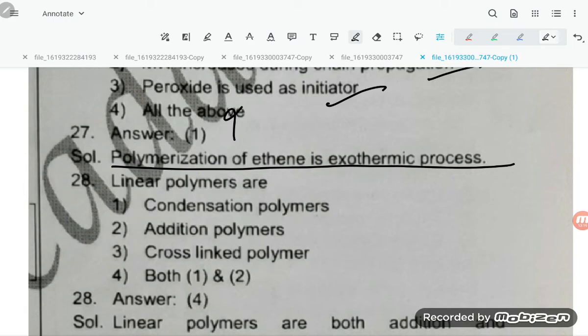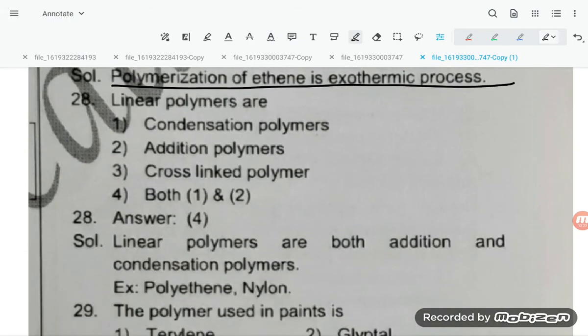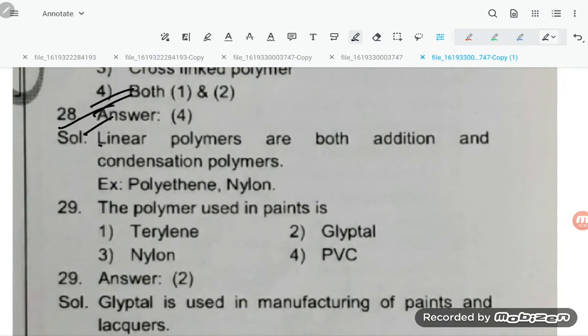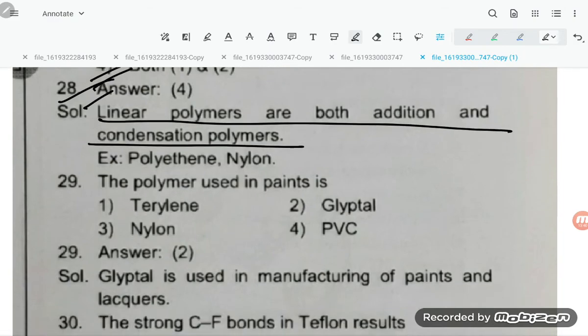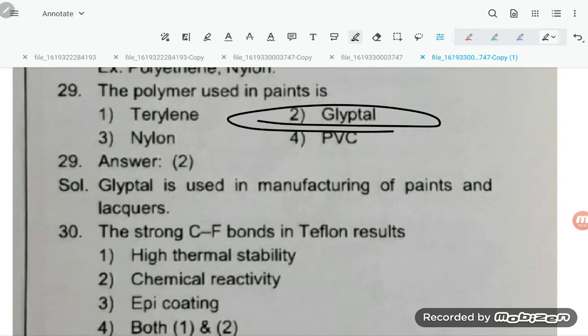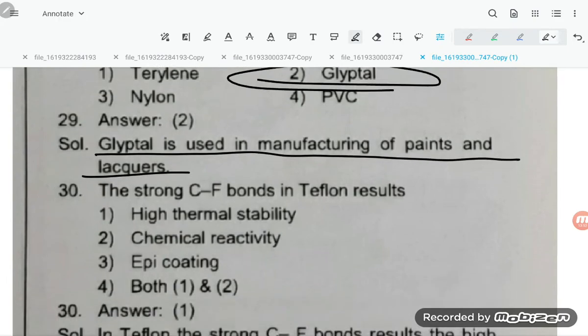Next one, linear polymers. Linear polymers are condensation polymers, addition polymers, cross-linked polymers, or both 1 and 2. So our required answer is that linear polymers are condensation polymers and addition polymers. So option number 4 is correct, student. The polymer used in paint is Glaptal. Glaptal is used in the manufacturing of paints and lacquers.